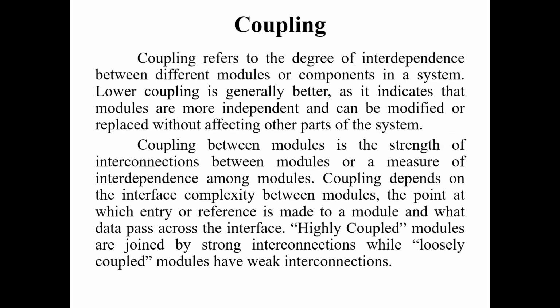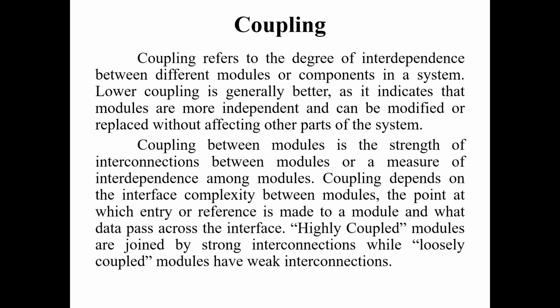First one is coupling. Coupling refers to the degree of interdependence between different modules or components in a system. Lower coupling is generally better as it indicates that modules are more independent and can be modified or replaced without affecting other parts of the system.